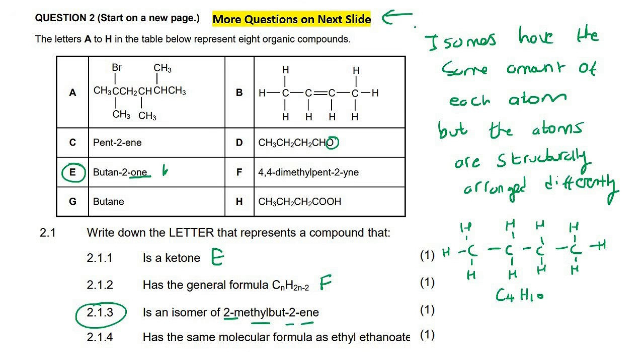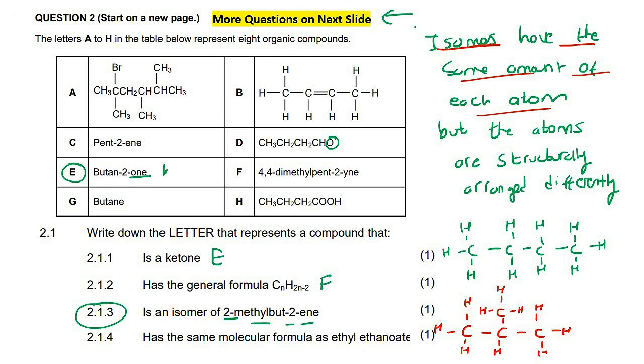okay? But if you instead had to look at this molecule, which if you had to go count everything, it would also have 4 carbons and 10 hydrogens. However, you see that we've arranged it differently. And so what I was trying to say is that isomers have the same amount of each atom. So that's what we can see here. Same amount of carbons and same amount of hydrogens, but the atoms are structurally arranged differently. And remember, we get 3 different types of isomers: chain, functional, and positional.